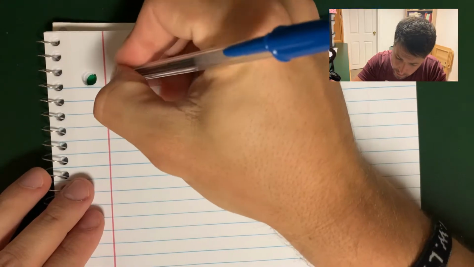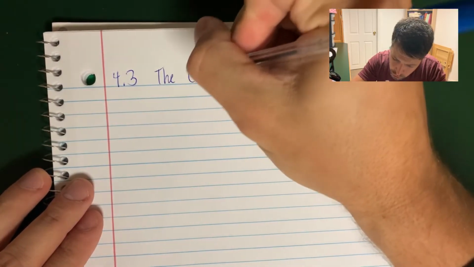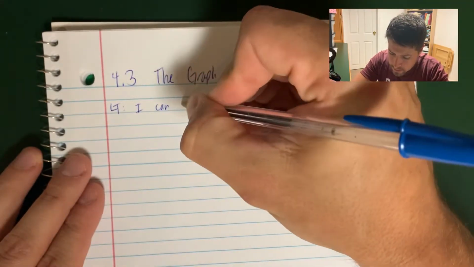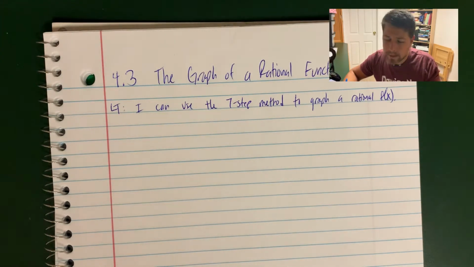Okay, so today we are going to talk about section 4.3, which is the graph of a rational function. Today's learning target is going to be, I can use the 7-step method to graph a rational function. And so before we jump into these examples, I have 4 examples for us today.